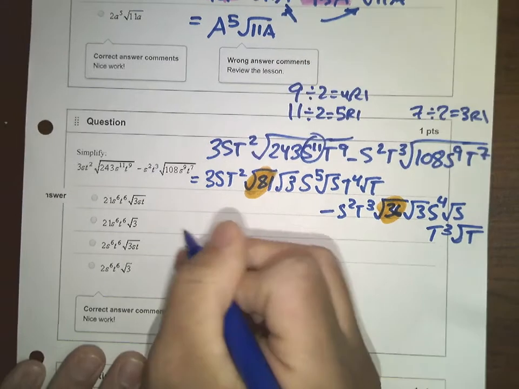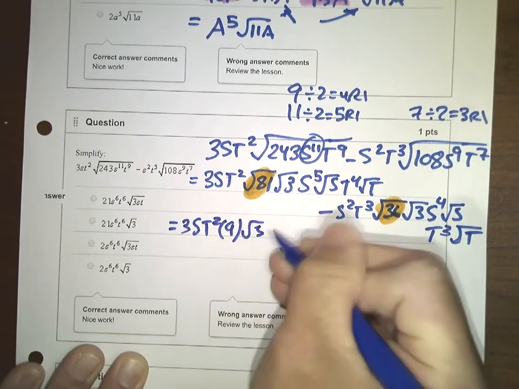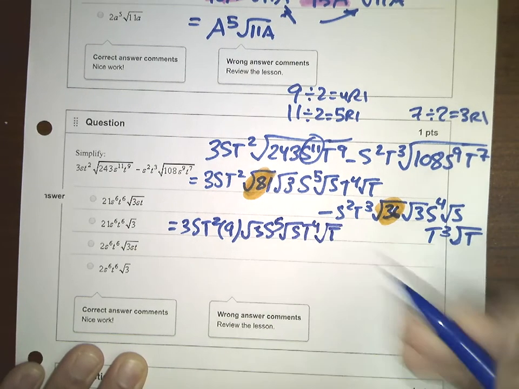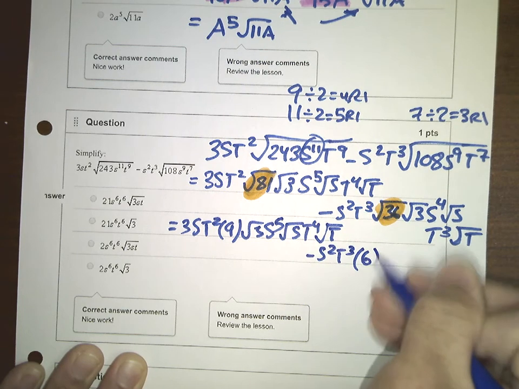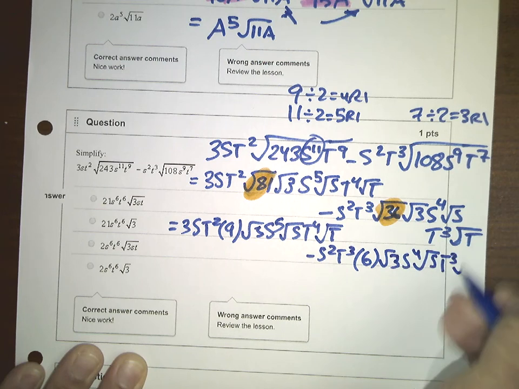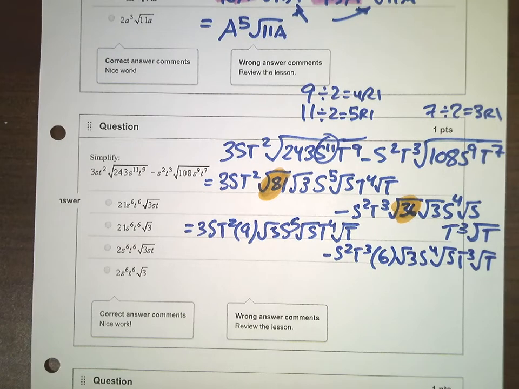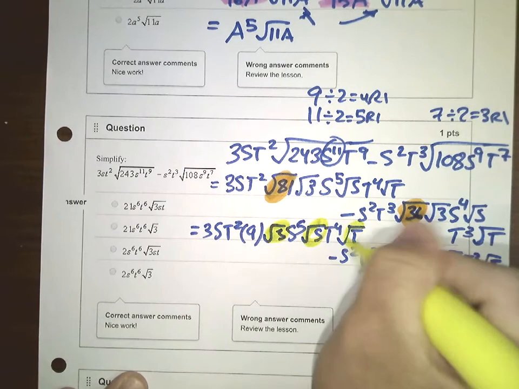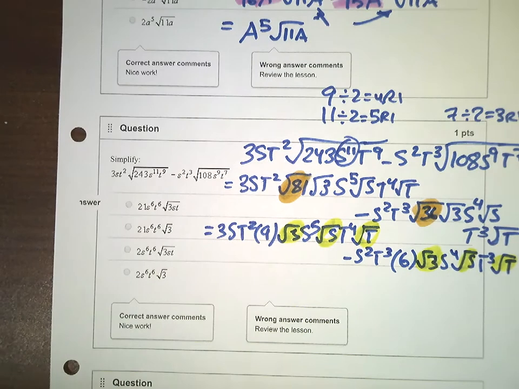All right, so I have 3st squared times 9, square root of 3, s to the 5th, square root of s, t to the 4th, square root of t, minus s squared t cubed times 6 square root of 3, s to the 4th, square root of s, t to the 3rd, square root of t. All right, now I look at each term and see if they have like radicals now. So square root of 3st, square root of 3st. There we go. So they are like radicals.